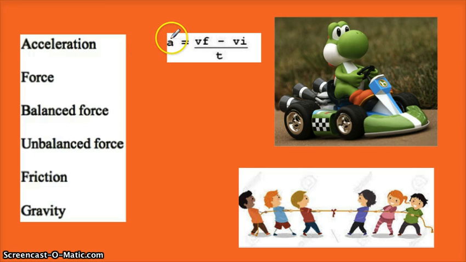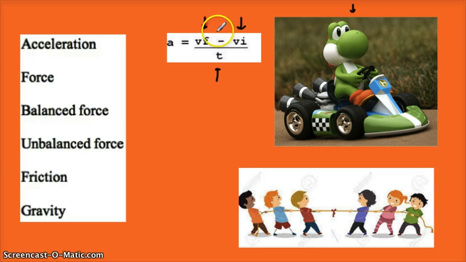We have acceleration. This is final velocity. This is initial velocity, and this is the amount of time it took to have the change of velocity. So say you have a Yoshi over here, and Yoshi accelerates from going a particular meters per second to a faster meters per second. You take the faster meters per second and put it here, subtract the initial meters per second.